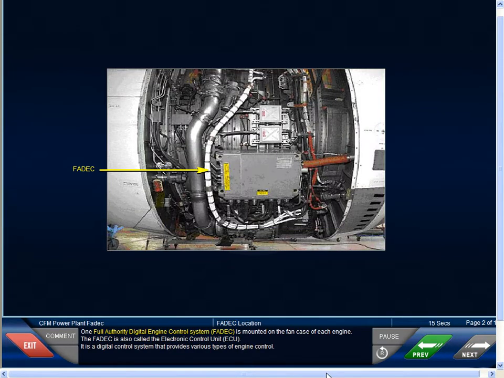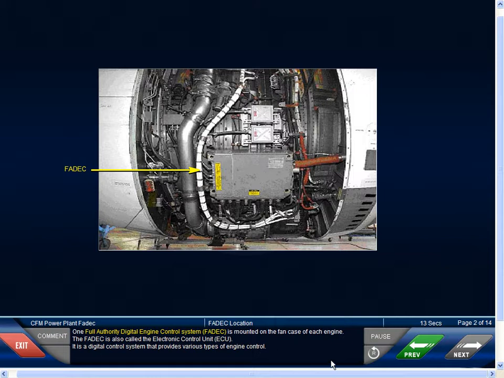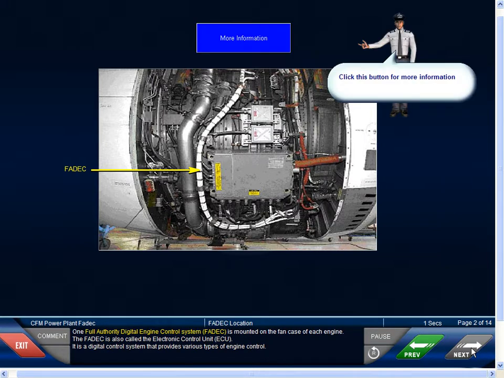One full authority digital engine control system, or FADEC, is mounted on the fan case of each engine. The FADEC is also called the Electronic Control Unit, or ECU. It's a digital control system that provides various types of engine control.